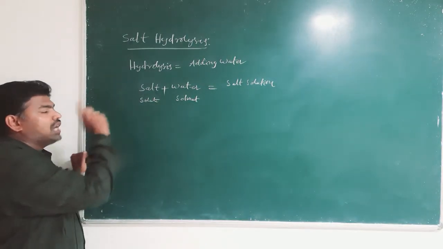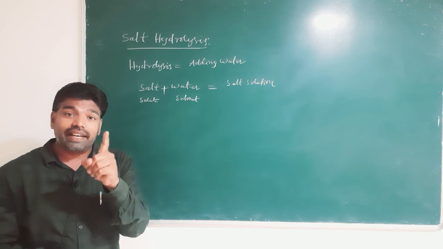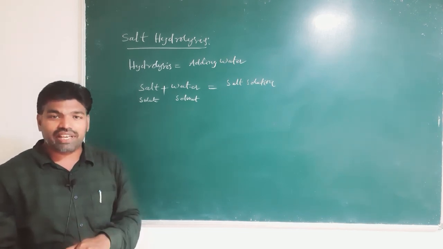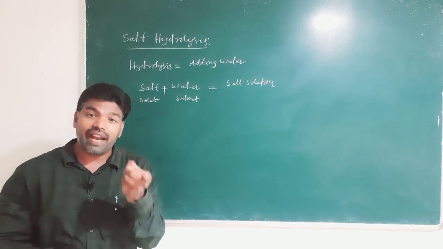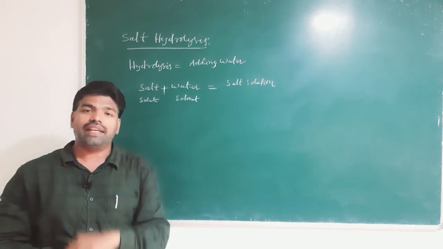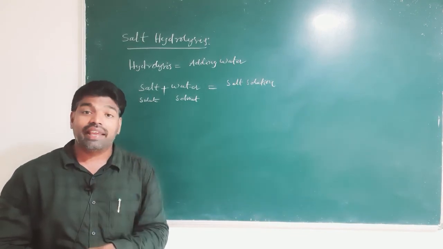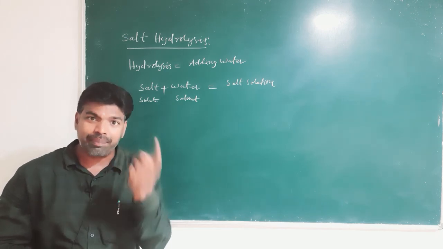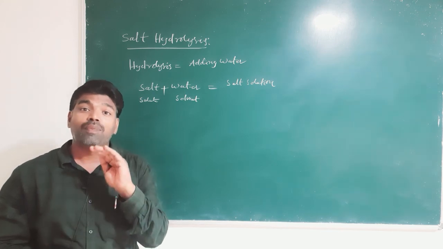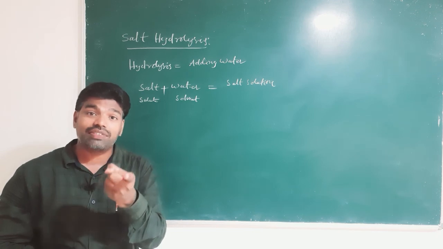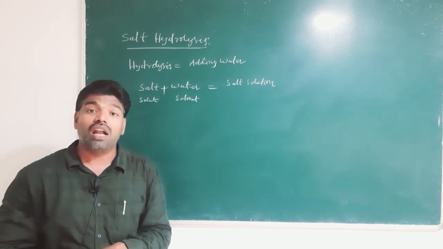So salt hydrolysis is nothing but interaction of water with salt. As a result of that interaction, the pH of the solution is affected. Therefore, salt hydrolysis is a process in which either cation or anion or both ions of a salt interact with water to form H plus ions or OH minus ions or both, and this is called salt hydrolysis.